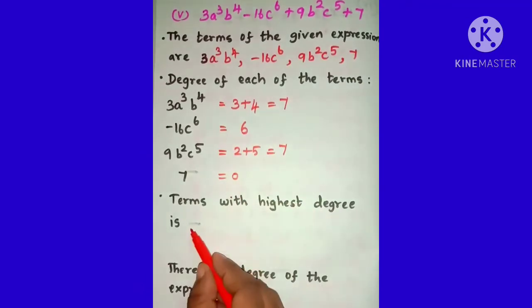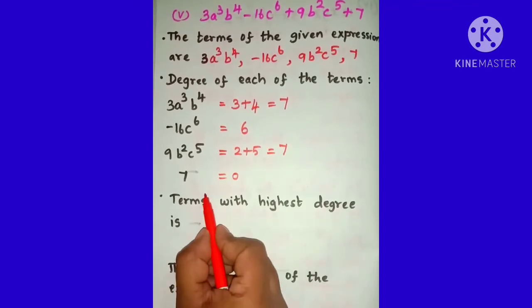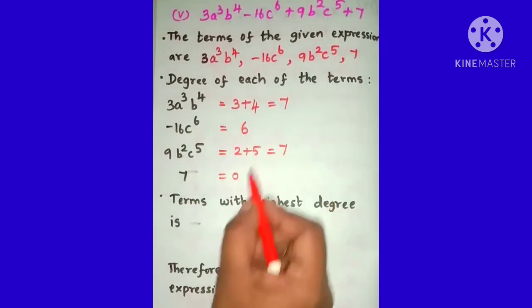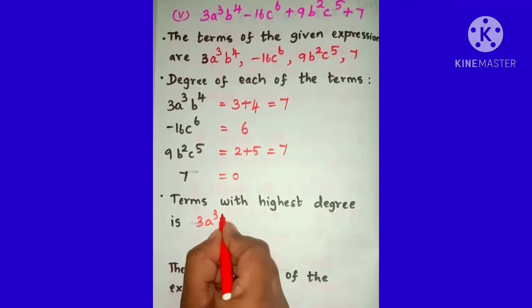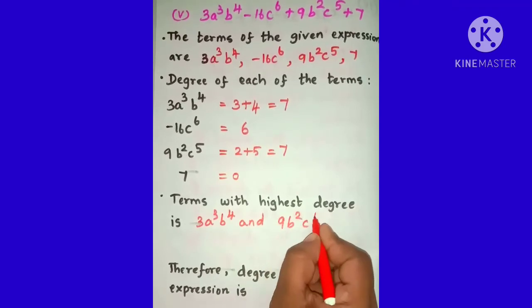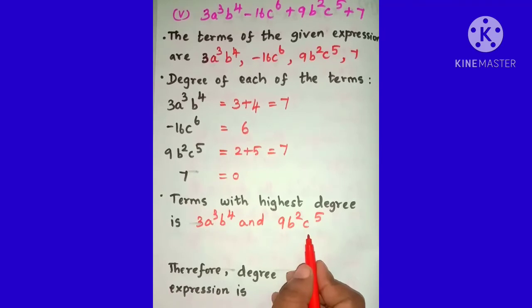Now as a third step, you have to find the terms with the highest degree. So here two terms are there with the same degree 7: 3a cube b power 4 and 9b squared c power 5 are the terms with highest degree. So students, this highest degree is taken as the degree of the given expression. So the degree of the expression here is 7.